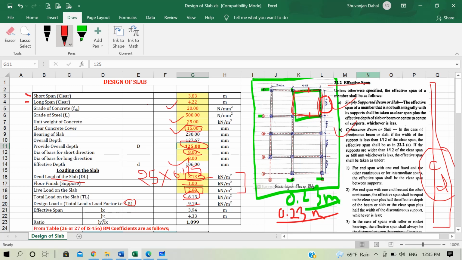So how I found out effective span? I found out by adding to this clear span the effective depth of the slab. So for shorter direction 3.83 plus 0.106, you will get 3.94, and for longer direction 4.22 plus 0.106, and this is 4.33, and Ly by Lx ratio 4.33 by 3.94 is nearly equal to 1.1. So this acts as a two-way slab.